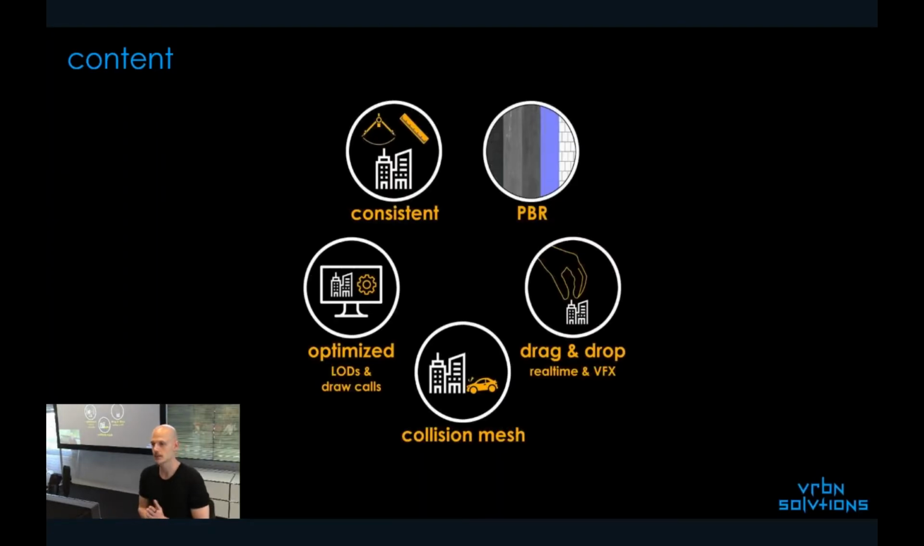So the content: there are a couple of reasons why we are creating the content the way we are doing it. First of all, there's the architectural consistency. What that means is, for example, if your 3D model has a balcony, then it would be consistent that there's also a door that leads to the balcony. It just adds to the architectural realism.